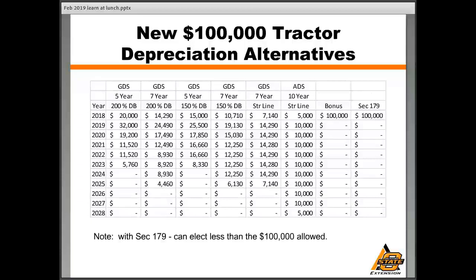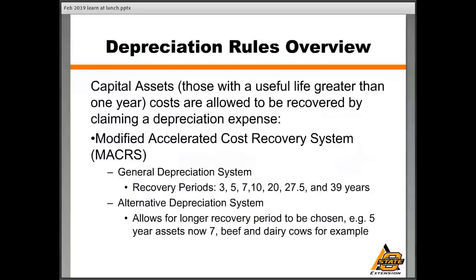So basically, if you look at the bottom, we can elect to use less than the $100,000. If we only have $50,000 of taxable income, or let's say $75,000 of taxable income, we can use bonus or 179 on 75,000 and carry the rest of it over. Or we can even depreciate 50,000 using 179 and depreciate the rest of it using one of the other 5 prior methods. So there's all kinds of alternatives that farmers can pick and choose from under the current law. So what are capital assets?